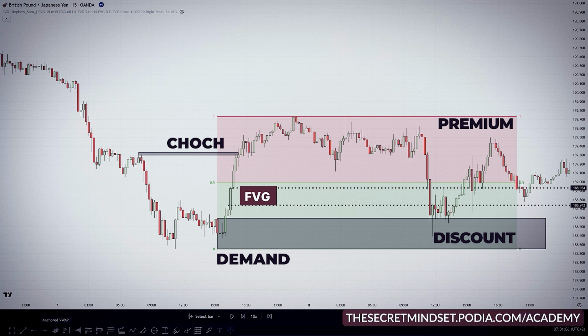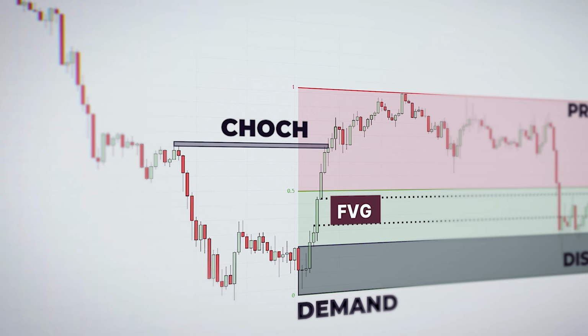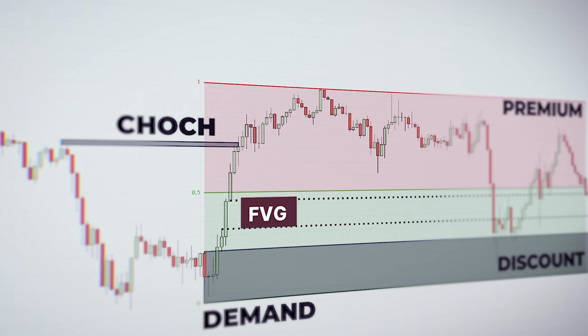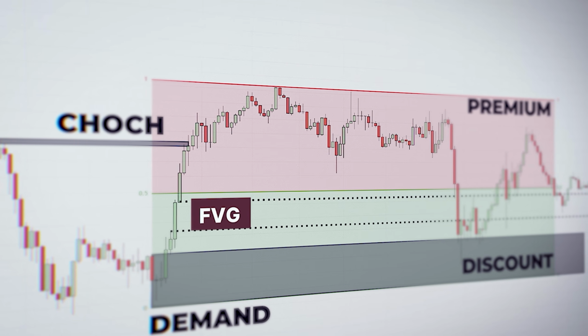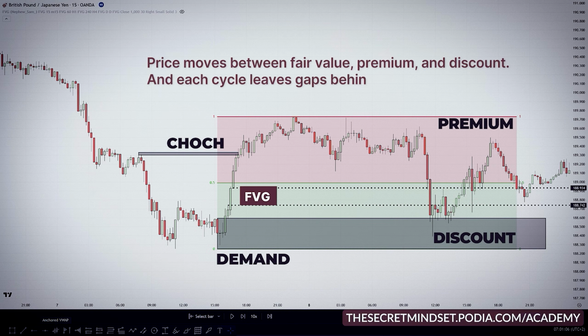Fair value gaps in these zones show exactly where they moved with force. Best trades develop this way. Price reaches a premium or discount zone. You find a gap nearby. Then price shows reversal signs. The whole process repeats in cycles.